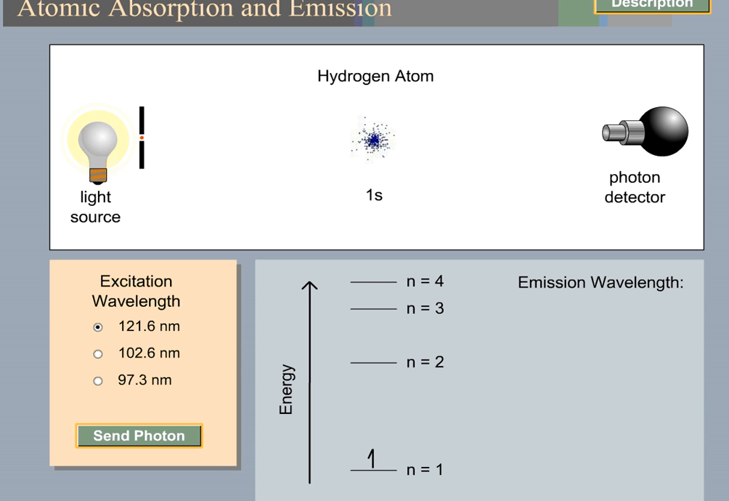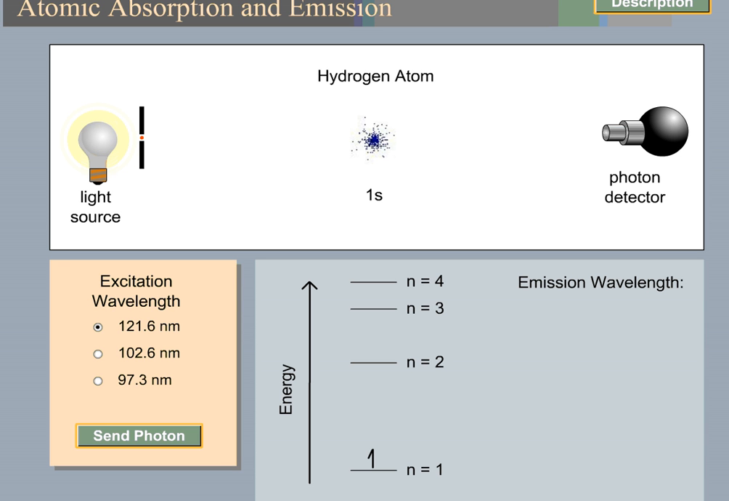This animation may give us a little bit of an idea of what's going on here. I've got a light source over here on the top left, a hydrogen atom in the middle, and over on the right is a photon detector. That photon detector is going to register the wavelength of the light being emitted from the atom. The light source is going to add a photon to the atom, so that's the energy being added. So let's go ahead and do that.